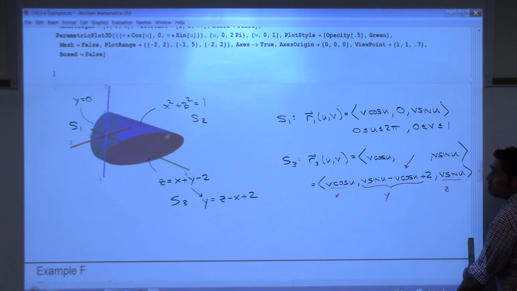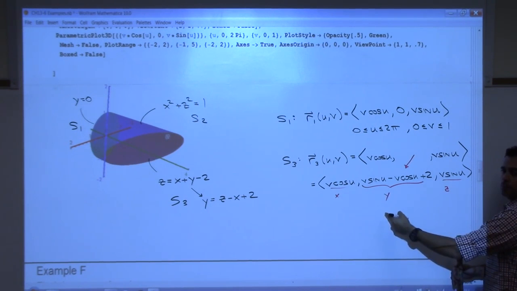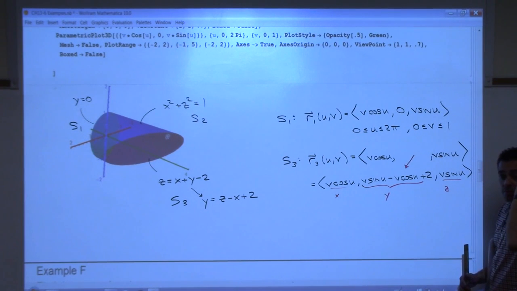What about the restrictions? Same exact restrictions. Okay.